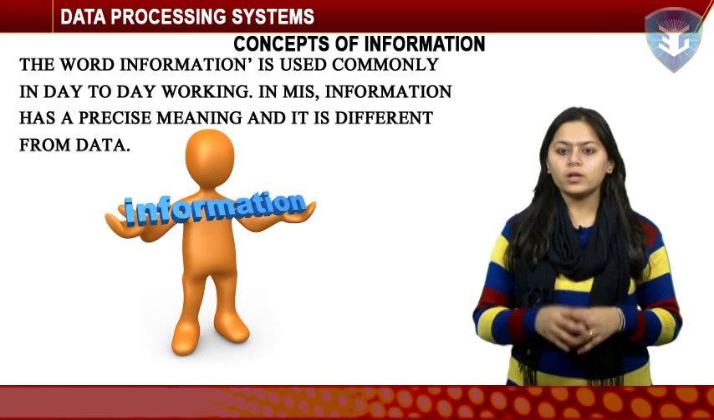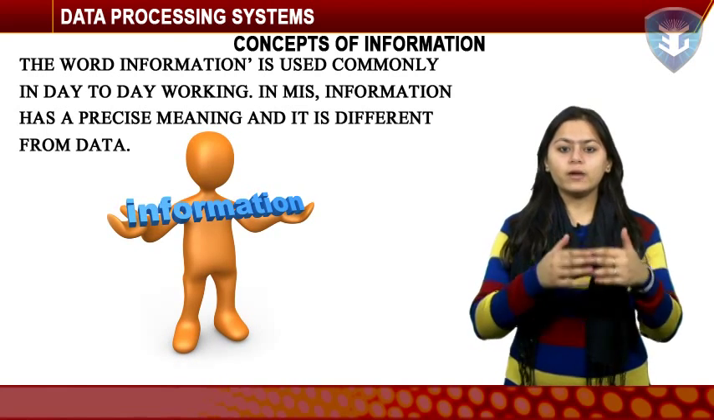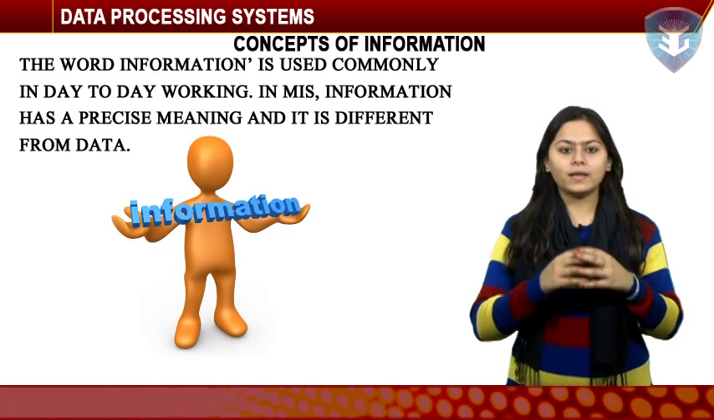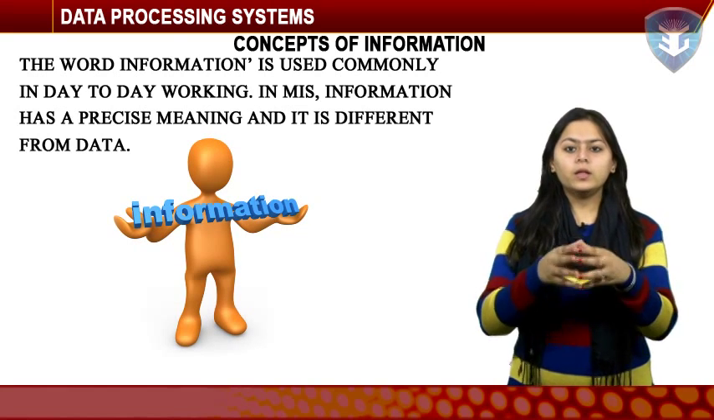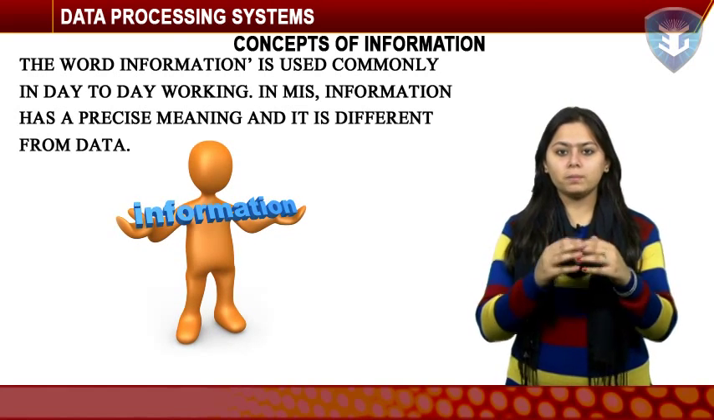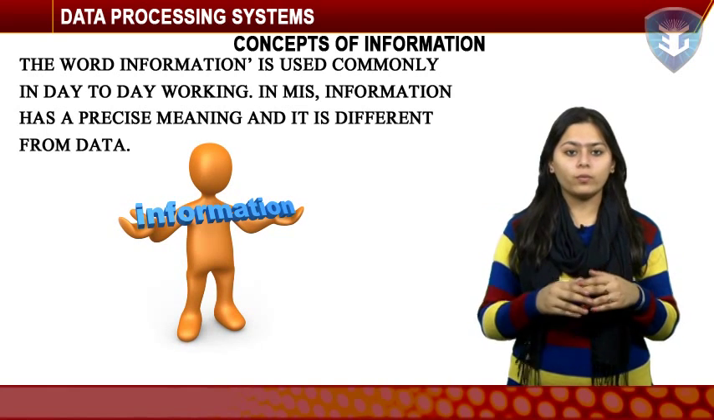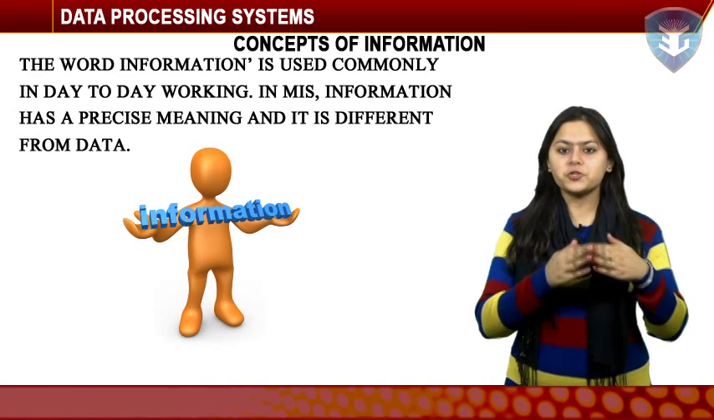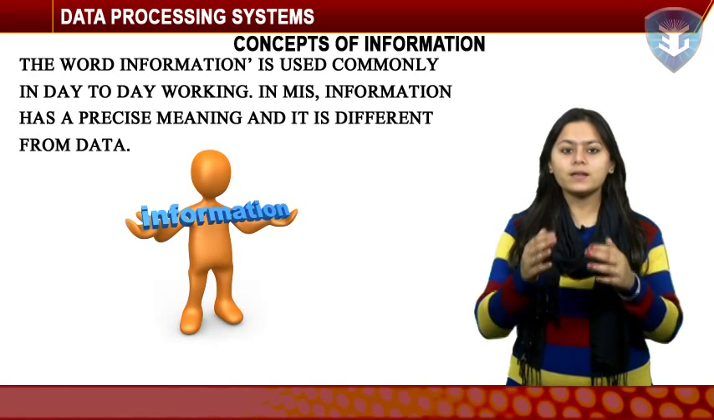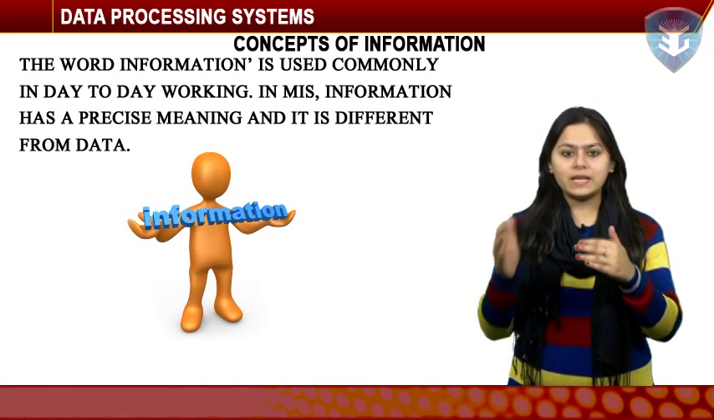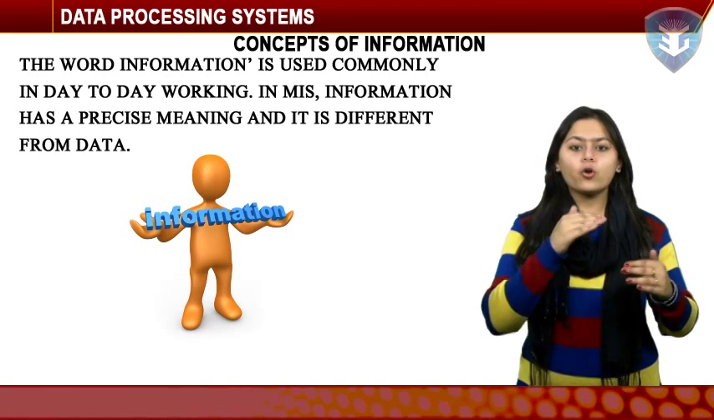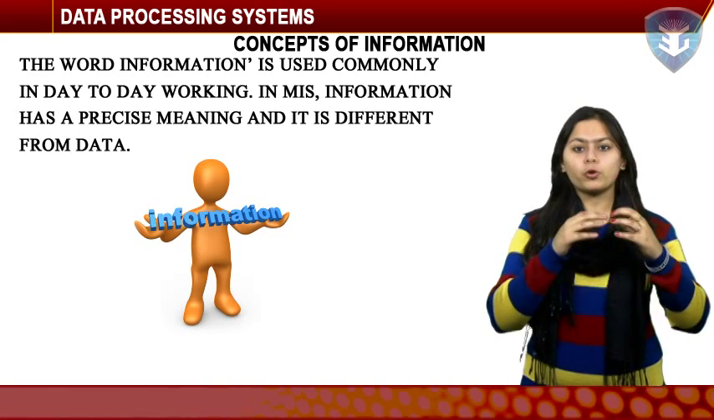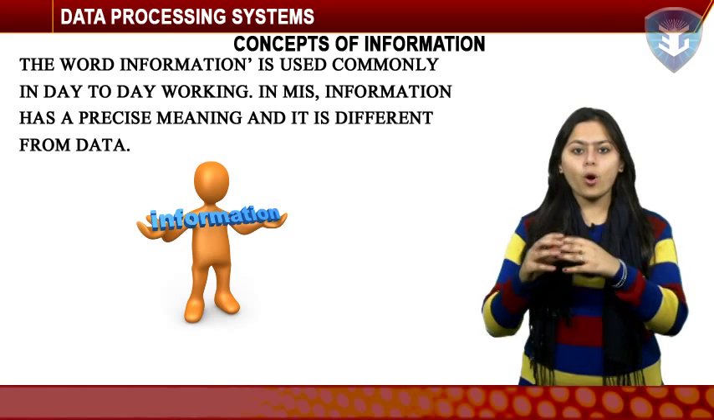Let us now discuss the concept of information. The word information is used commonly in day-to-day working. In MIS, information has a precise meaning and it is different from data. Information has a value in decision making while data does not. Information brings clarity and creates an intelligent human response in the mind. In MIS, a clear distinction is made between data and information. Data is like raw materials while information is equivalent to the finished goods produced after processing the raw material.